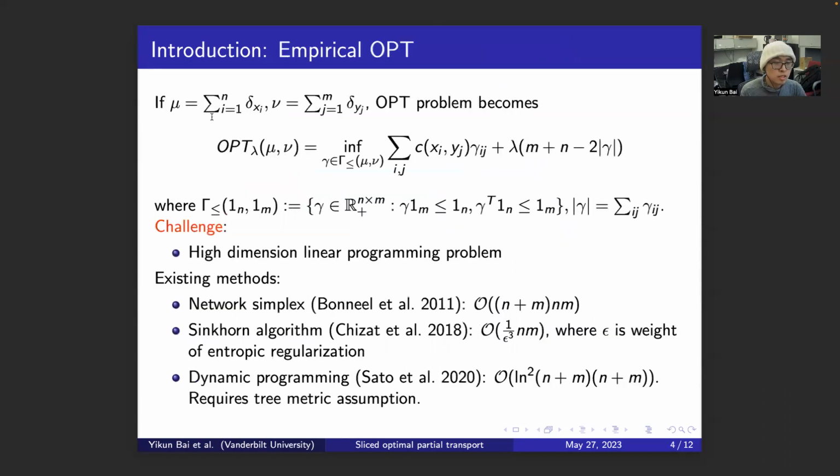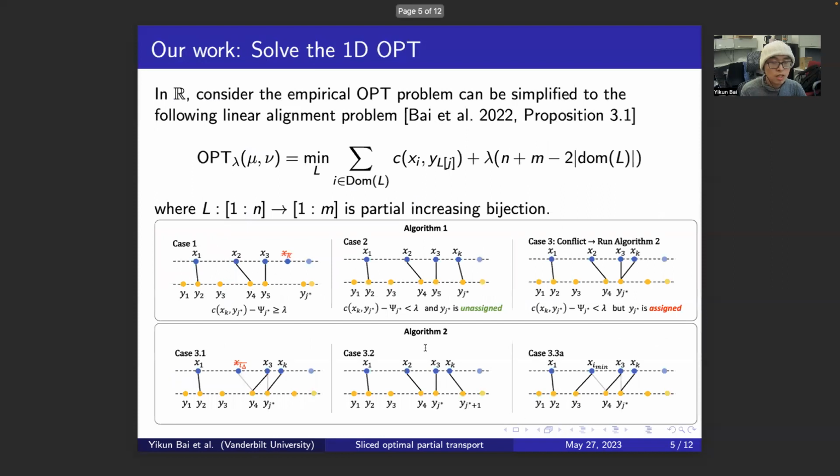In practice, mu and nu are empirical measures, and the OPT problem can be written in this formula. To solve it, you need to solve a high-dimensional linear programming problem whose computational cost can be very high. These three are the existing methods. In our paper, we focus on the one-dimensional empirical OPT problem.